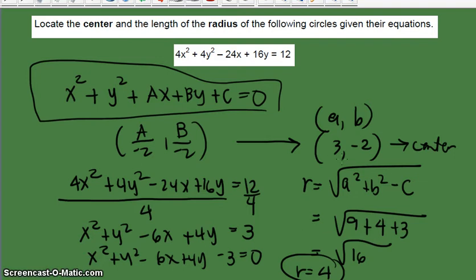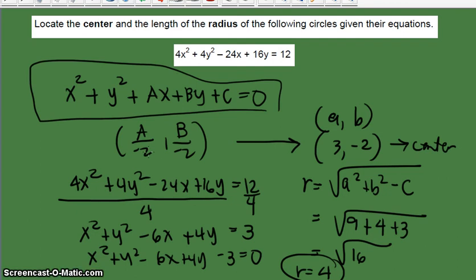So the center is at 3, negative 2, and the radius is equal to 4. Just to make a final note, if the equation of the circle is in the standard form, but the coefficient of x squared and y squared are not 1, you have to simplify it by dividing by a number that will make the coefficients equal to 1. So if this is 4 and this is 4, we have to divide both sides by 4 to make it x squared and y squared.